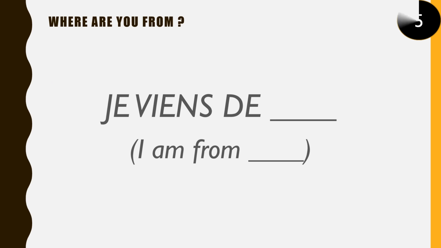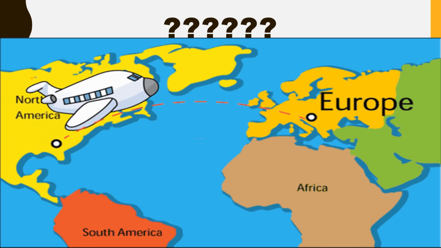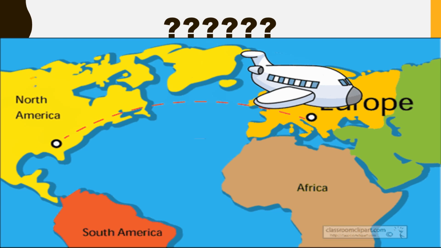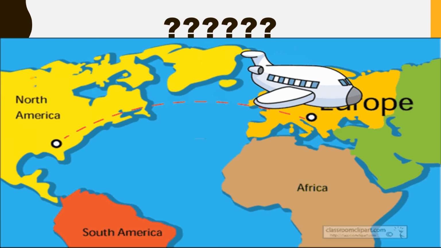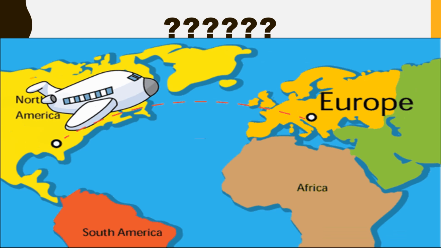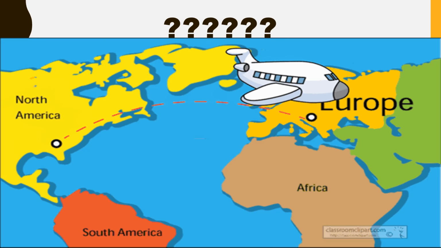Where are you from? To answer this question, you say je viens de, which means I am from. And in the blank, you put your country's name. Je viens de. So where are you actually from? Europe, America, Africa, or Asia? Wherever you're from, just stick your country's name inside the phrase.